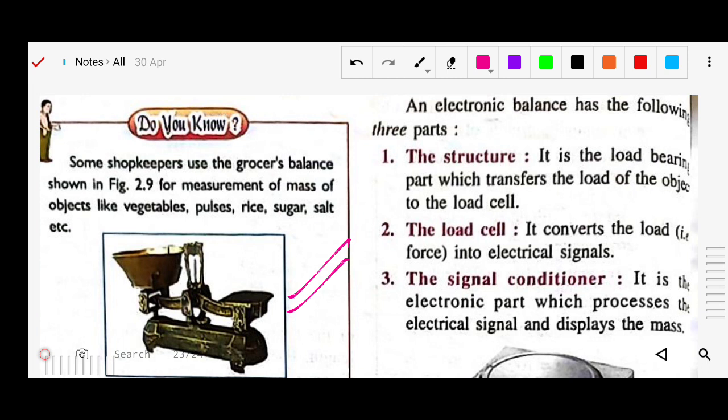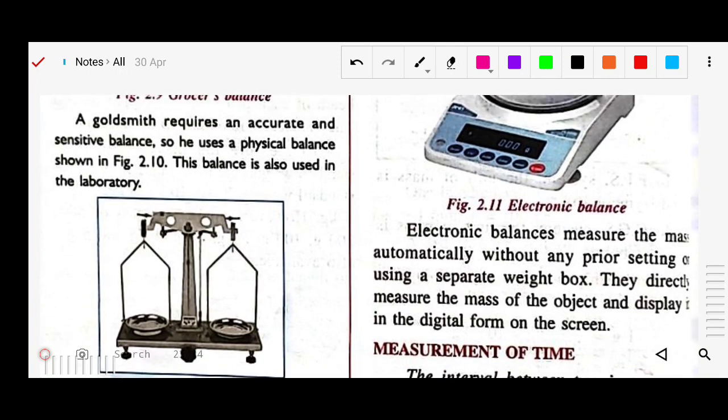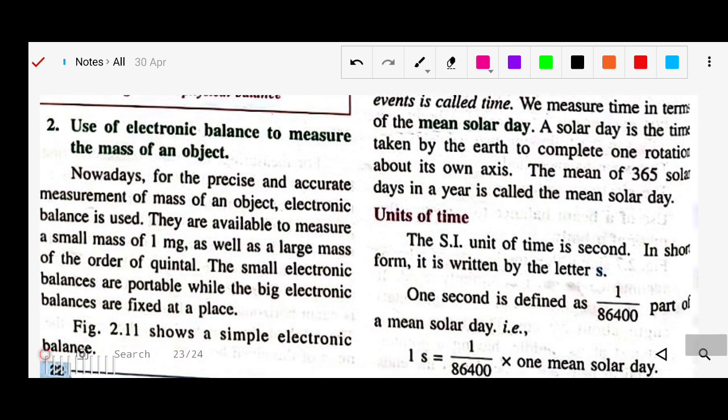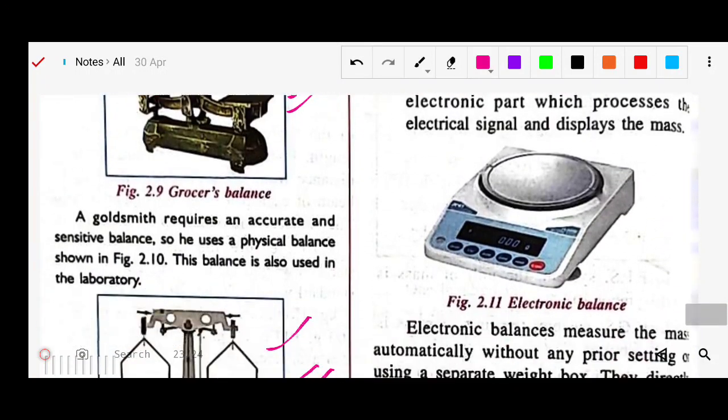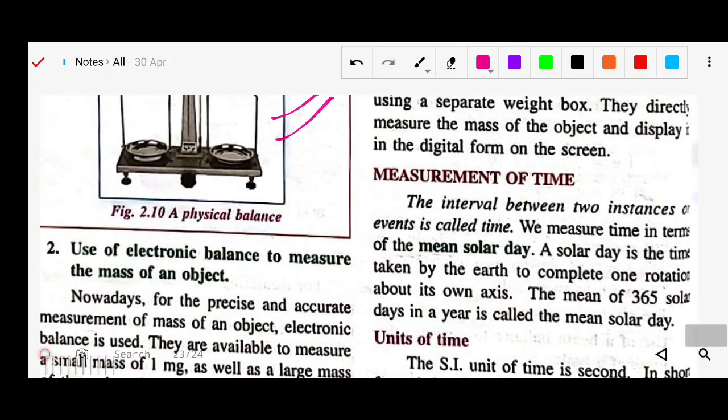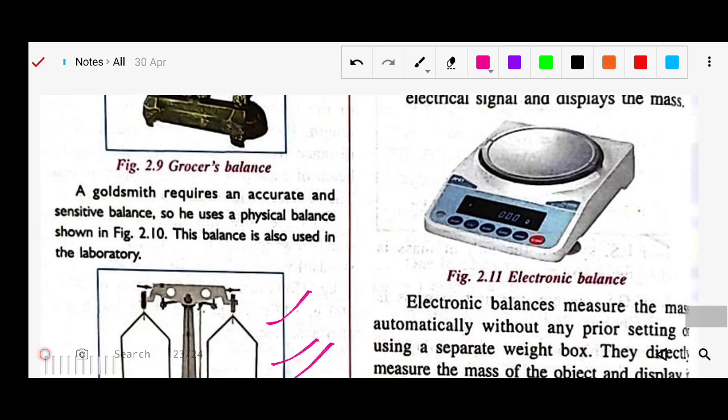Then we have some other types, like this type you have seen in grocery shops, when you buy vegetables, pulses, rice, sugar, they use this kind of machine to measure it. Sometimes you have seen this kind in our physics lab also. This is generally used by the goldsmith for very accurate measurement of small things. So this is also one of the machines to measure mass. These are all physical ones. This is called the physical balance, and this is called the grocery balance.